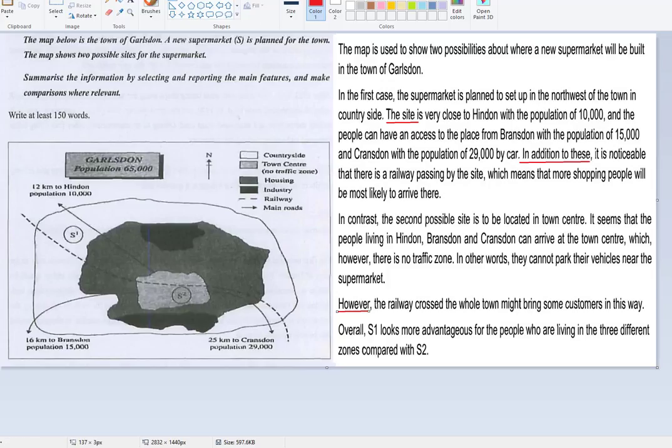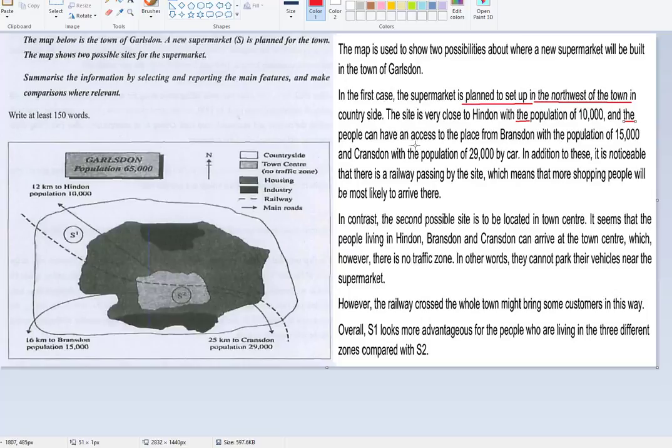Let's look at the vocabulary used. The supermarket's plan to set up. Plan to set up is planned for or is going to be set up in the northwest of the town. In the northwest part of the town or northwest of the town, but not in the. So there's a problem here as well, especially with this in the. The site is very close to Hindon with the population. Why is there a the with a population of 10,000? And the people, which people? There should be no the.